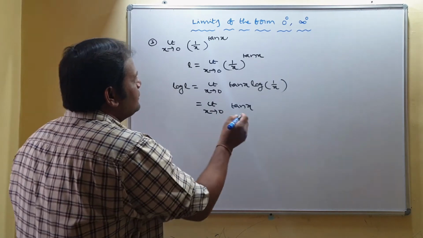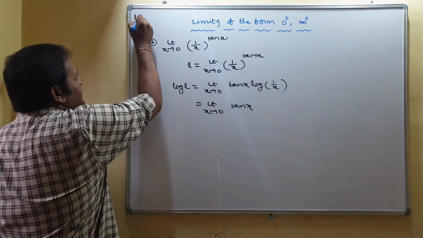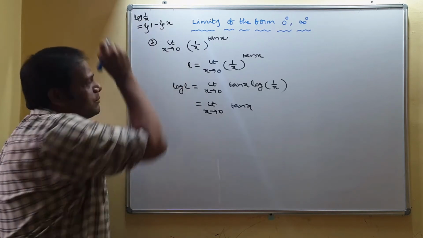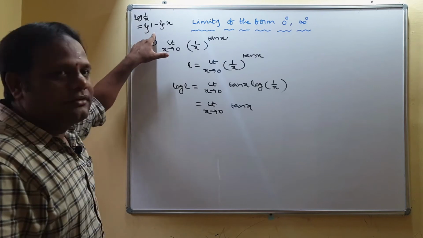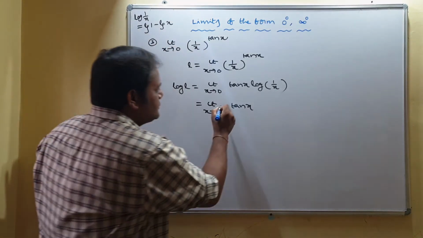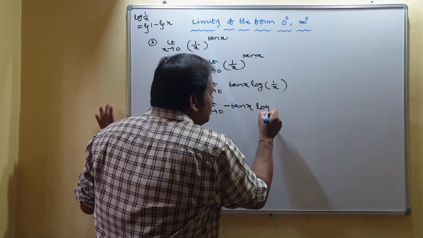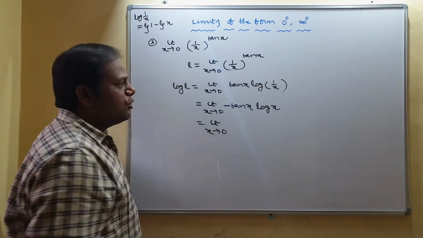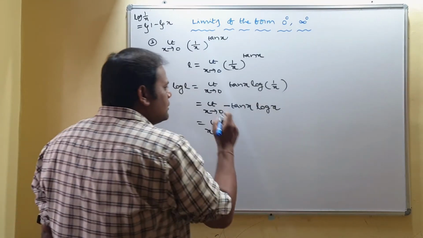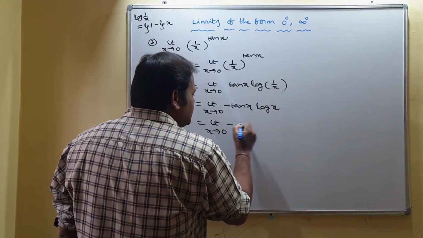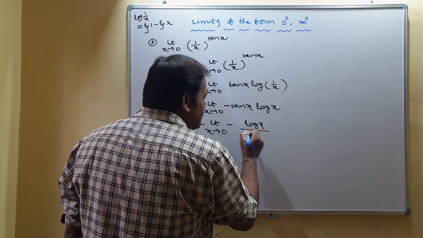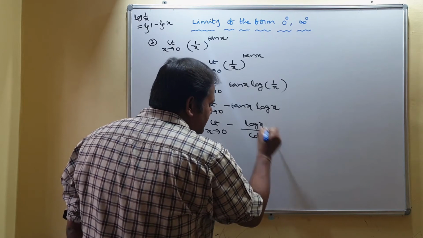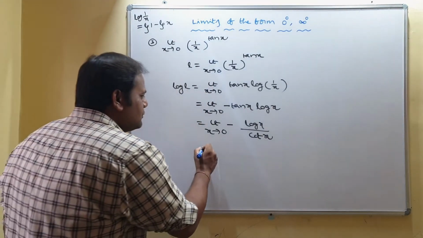So you know that log m by n, so log 1 by x can be written as log 1 minus log x. What is log 1? It is 0. So minus log x. Now our target is reducing it into 0 by 0 or infinity by infinity. So I can write it as minus log x by tan x, which can be written as by cot x. Clear?